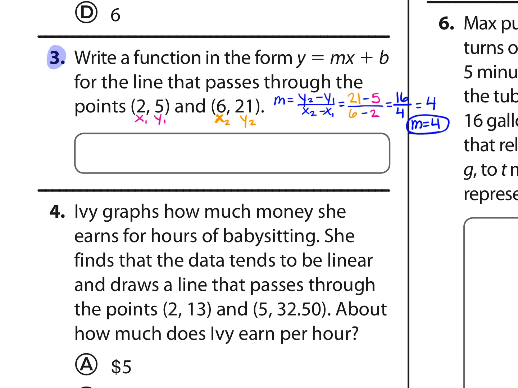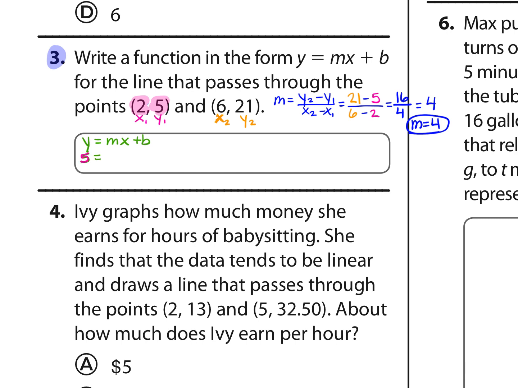Now we need to find b. To get b, we're going to use y equal mx plus b and plug in some things that we know. I'm going to use 2 and 5 for x and y. I could pick either ordered pair. I'm just going to pick the first ordered pair and start plugging in. Y is 5.